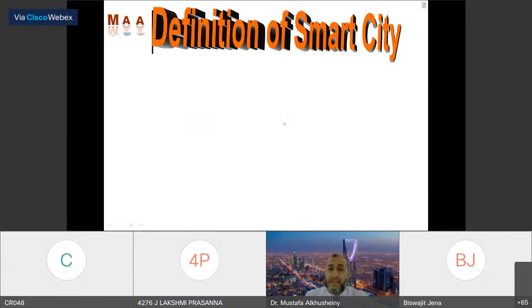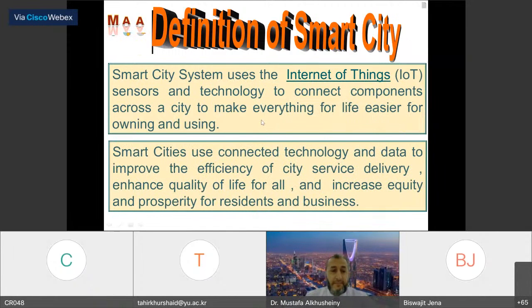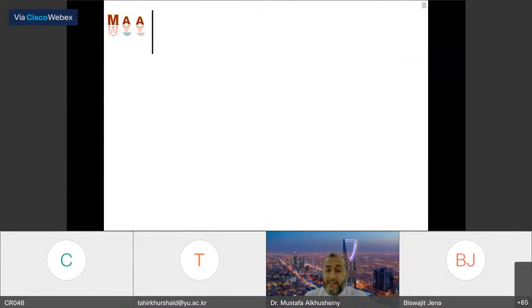Let us define the smart city. What is a smart city? A smart city uses the Internet of Things, sensors and technology to connect components across a city to make everything for life easier, either for owning or using. Smart cities use connected technology and data to improve the efficiency of city service delivery, enhance the quality of life for all, and increase equity and prosperity for residents and business.